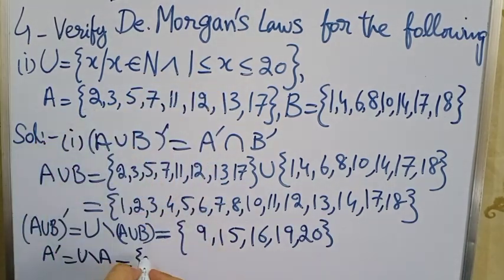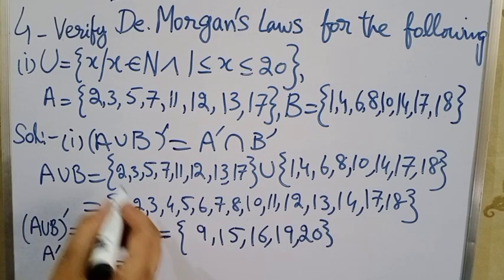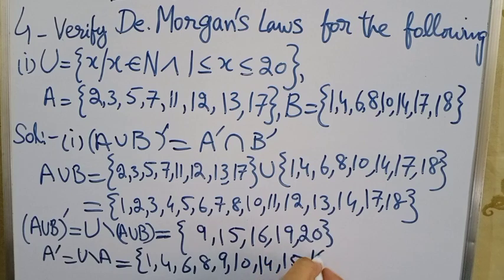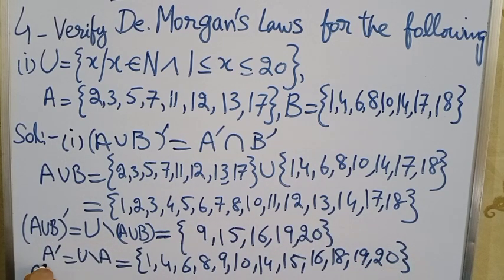1 is not included in set A, so this is a member of set A complement. 1, 2, 3 and 4, 5, 6, 7, 8, 9, 10, 11, 12, 13, 14, 15, 16, 17, 18, 19 and 20. That's all the elements of set A complement.